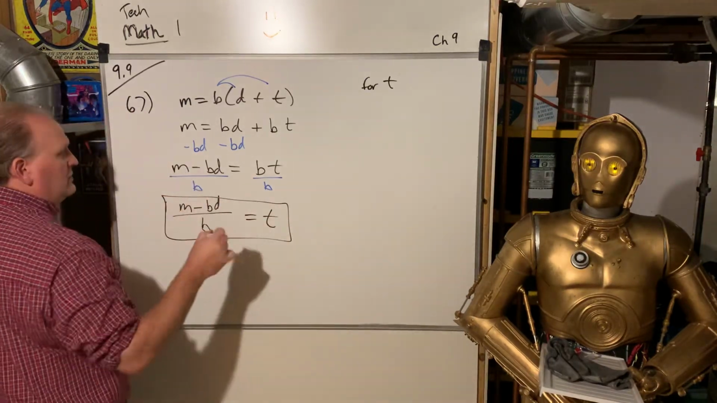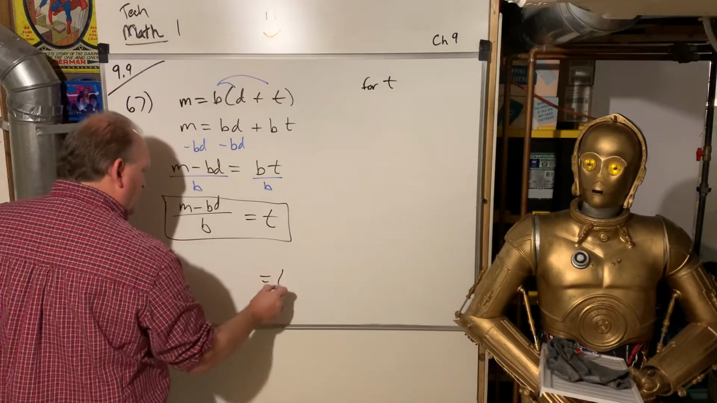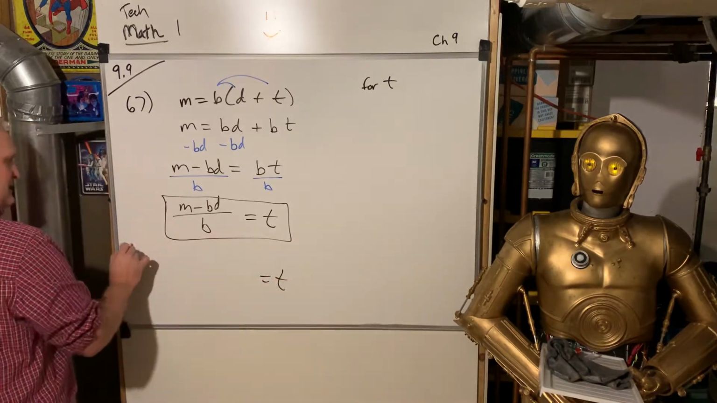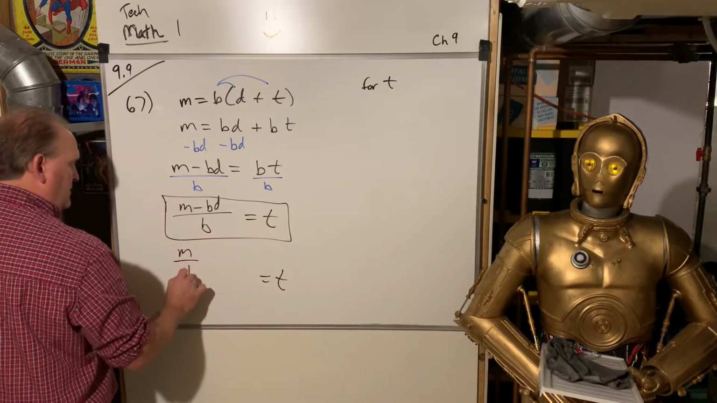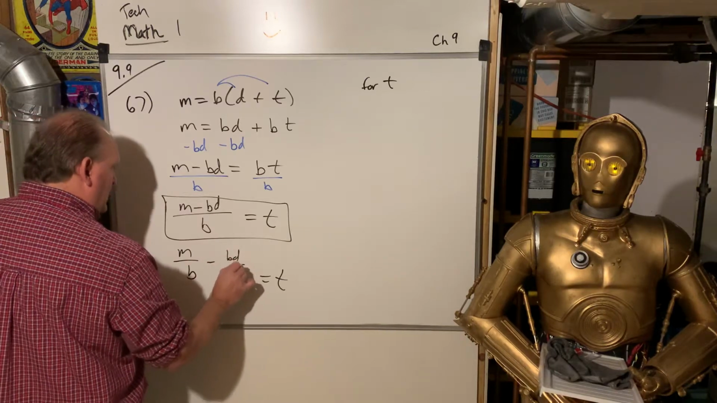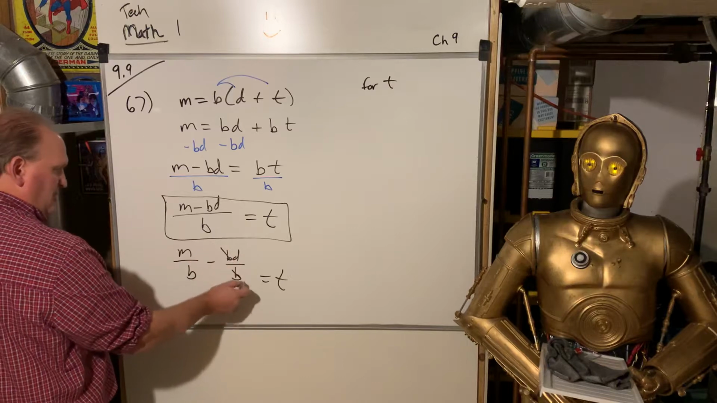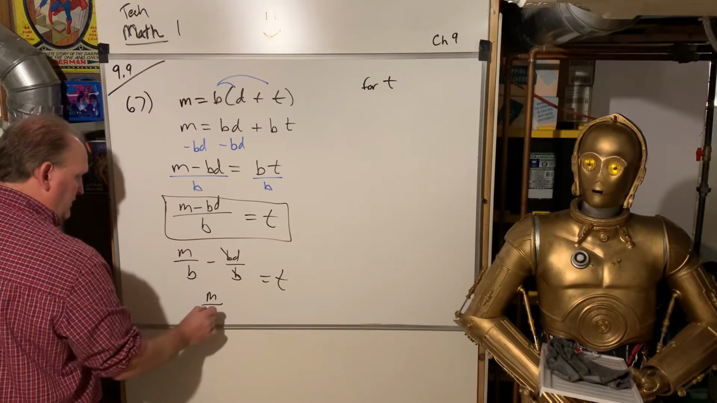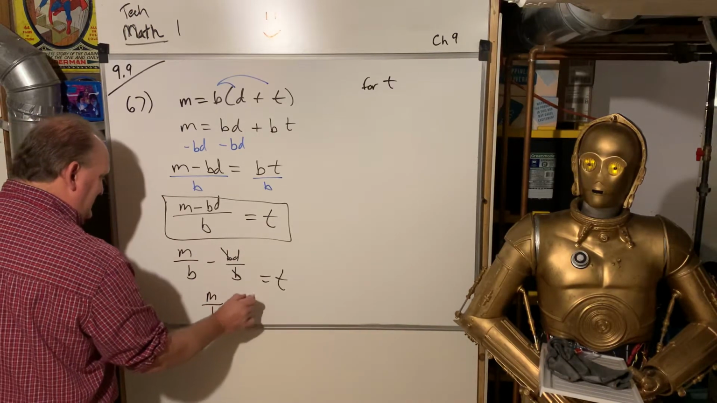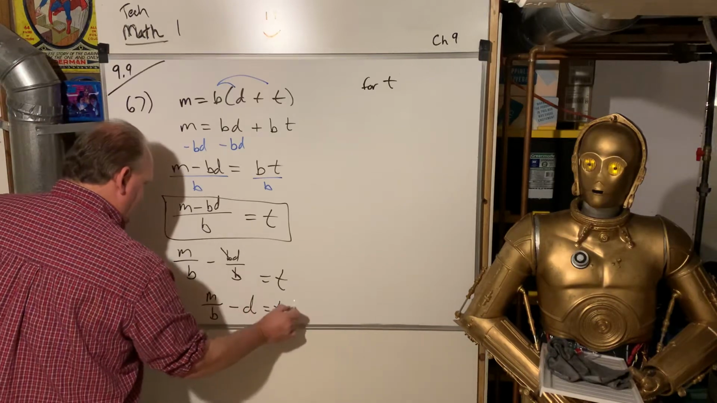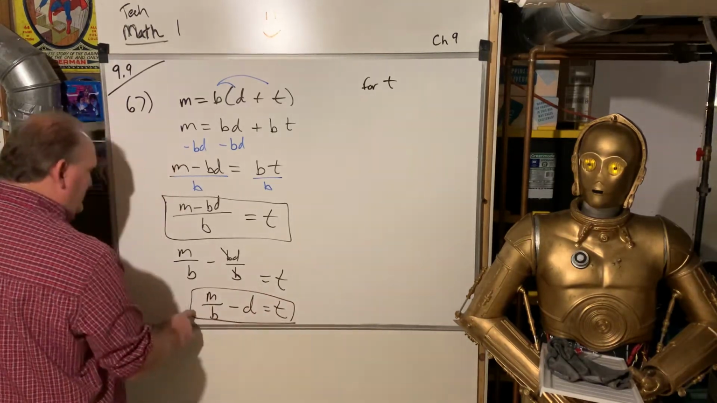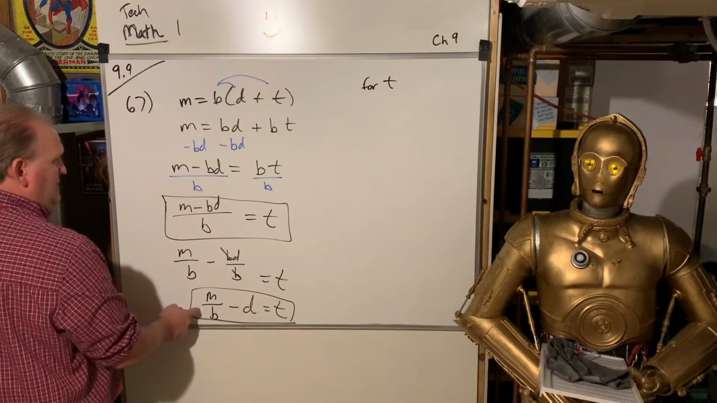If you wanted to, you could also divide it individually. M over b minus bd over b, in which case the b's would cancel on that term, and you'd have m over b minus d. This would also be fine. You don't have to do it. You can do it like that. You can do it like this.